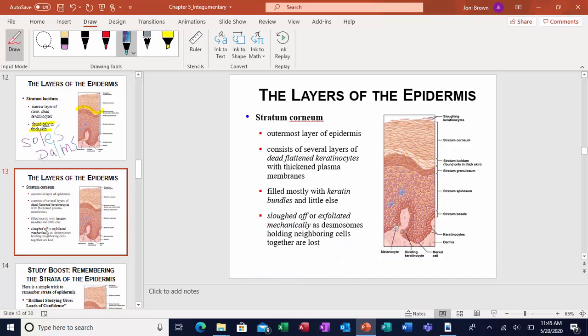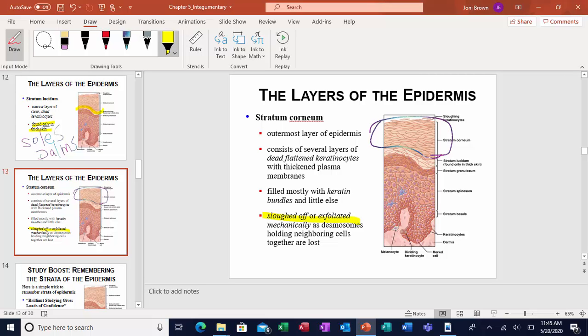Above that is the stratum corneum, and it's the outer region. So it's all of this right here, okay? And it's several layers of dead, flat keratinocytes, and they are filled with keratin. When they get to the top, they just automatically slough off or exfoliate. And it doesn't hurt because they've been dead for a very long time.